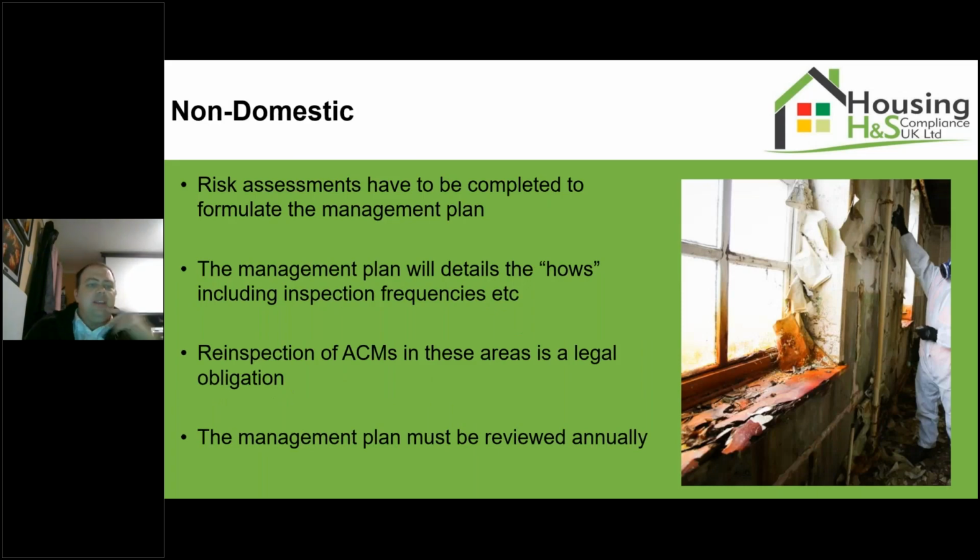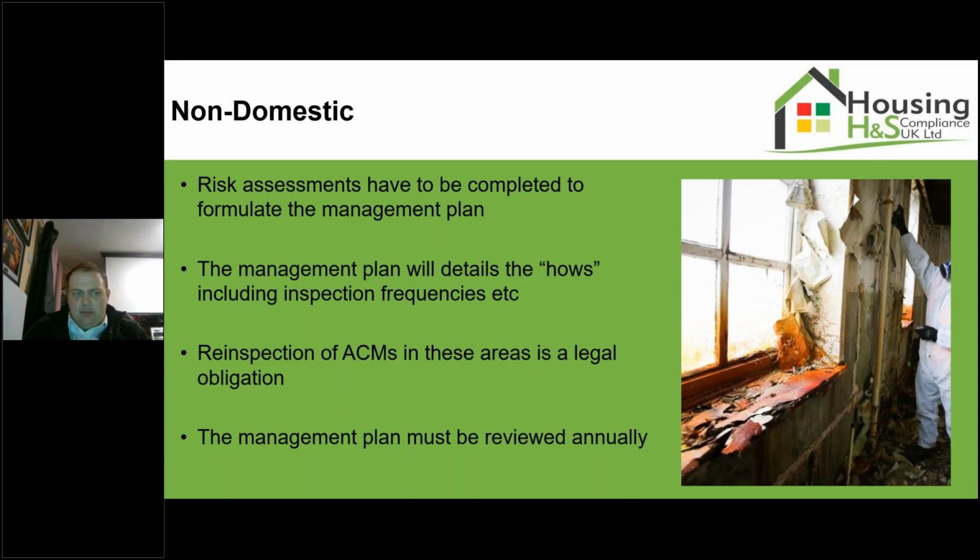When we look at non-domestic aspects, the risk assessment should formulate the management plan. The management plan details the how, including how inspection frequencies are completed, etc. And the re-inspection of the asbestos in those areas is a legal requirement, with the management plan requiring annual review. Re-inspections, however, have to be completed in line with what our risk assessments detail in the asbestos management plan, not the arbitrary annual statements that a lot of organisations will subscribe to.